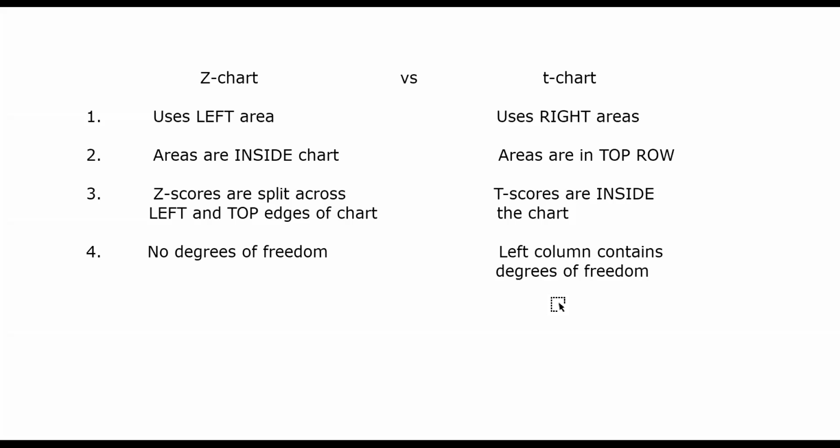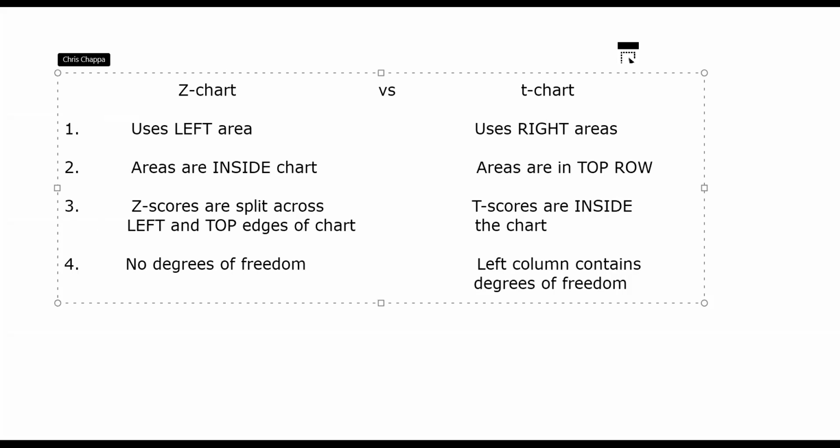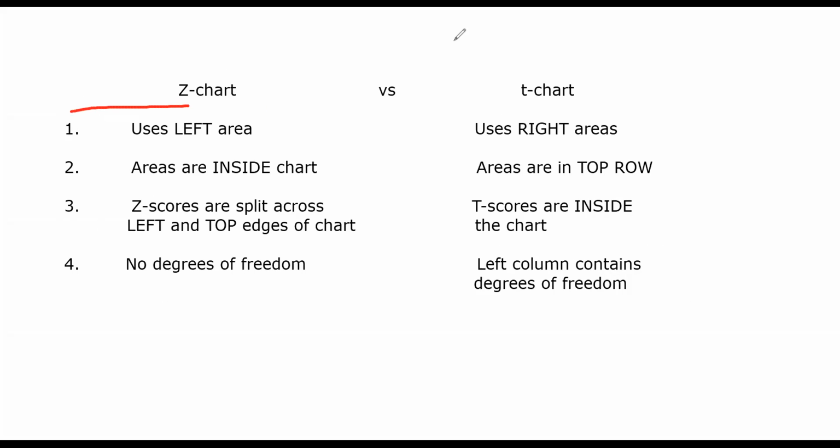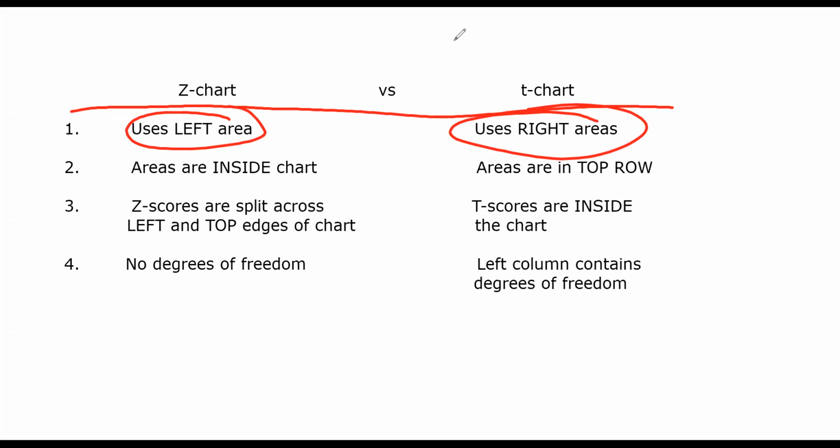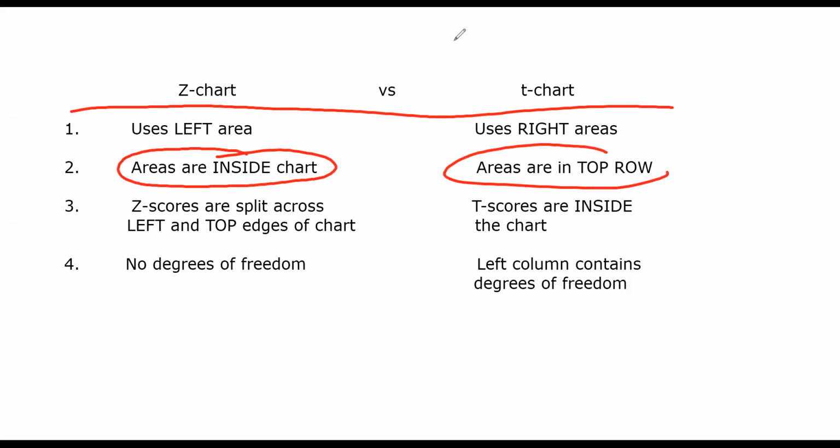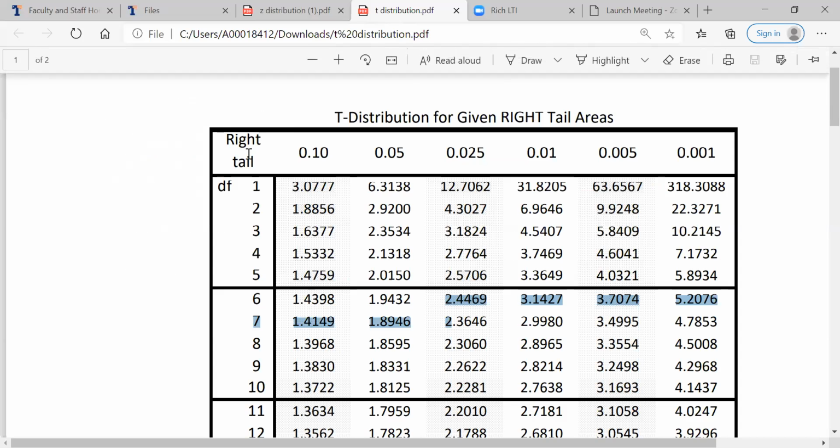So here's just a real quick synopsis summarizing the differences between the z-chart and the t-chart. All right, so let's just go over real quick. The z-chart uses left area and the t-chart uses the right area. That's pretty easy to remember because on the top of each chart it tells you this. On the z-chart, the areas are in the inside of the chart, but on the t-chart, the areas are in the top row. It's easy to remember that the areas are in the top row of the t-chart because if you look at the t-chart, it actually says right tail, meaning the area of the right tail is one of these.